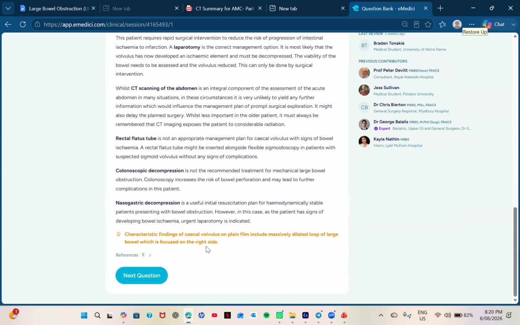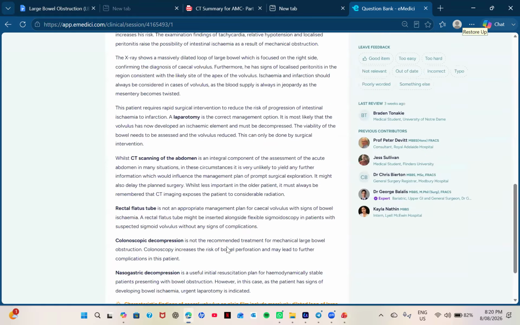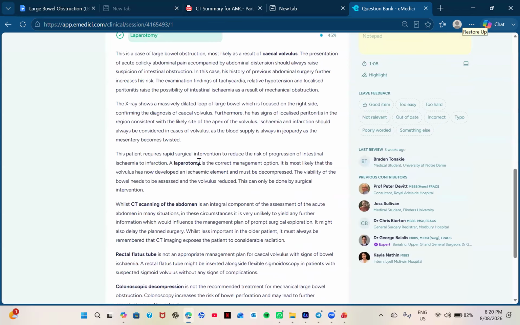here? Cecal volvulus on the plain film includes a massively dilated loop of large bowel, as you can see here, and the patient requires rapid surgical intervention to reduce the risk of progressive intestinal ischemia. So laparotomy is the correct management option, right? Correct management option.